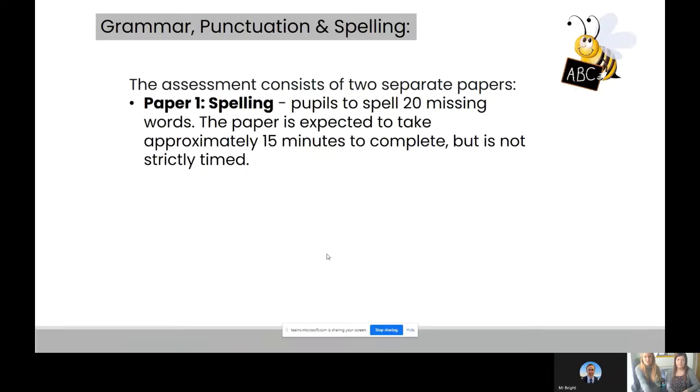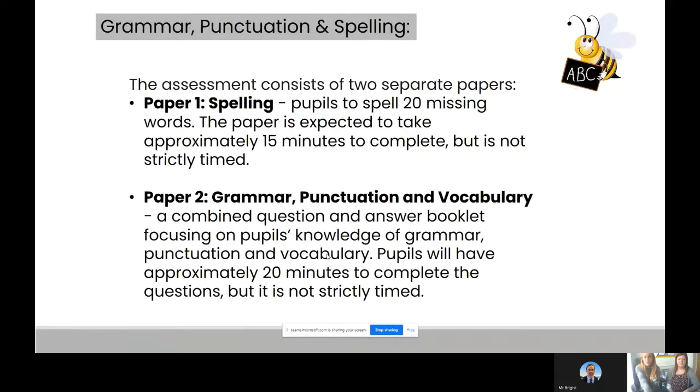Then the grammar, punctuation and spelling. And the assessment consists of 2 separate papers. Paper 1 just focuses on the spelling, and we'll show you some examples in a moment, but pupils will spell 20 missing words from a sentence. The paper is expected to take approximately 15 minutes, but once again, it's not strict timing.